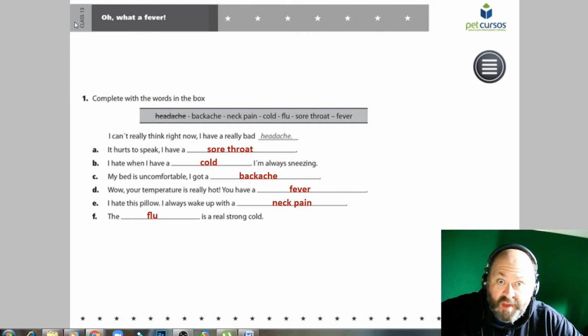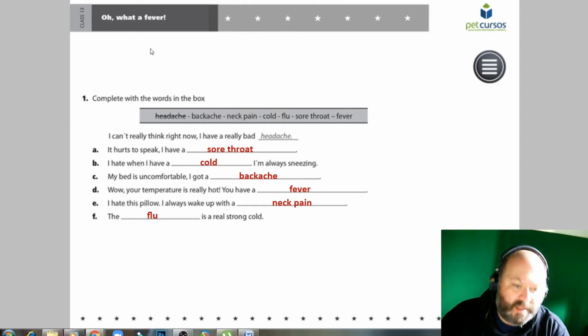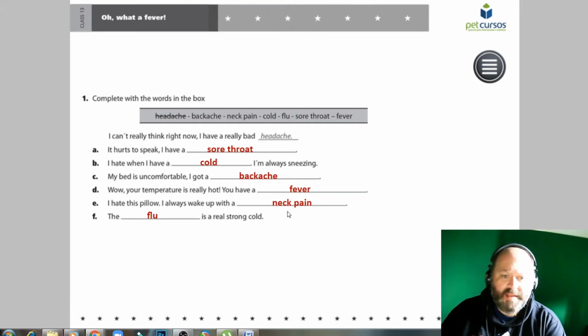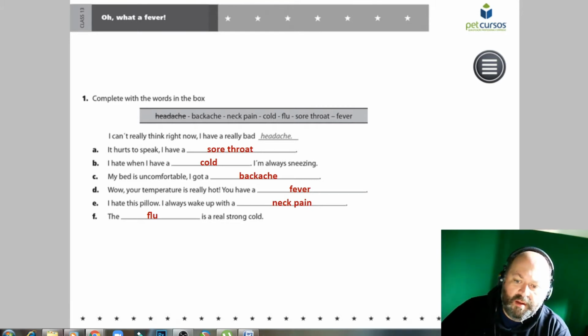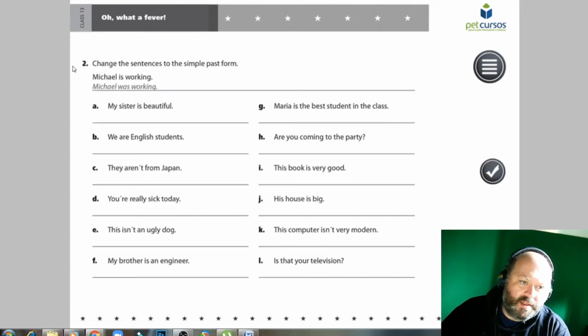You have a fever. E. I hate this pillow. I always wake up with a neck pain. Yes. And F, the flu is a real strong cold. Yes, very good, that's true. The flu, né? A gripe é resfriado bem forte, né? Okay, guys, very good. That's the vocabulary. Let's go on to Exercise 2.